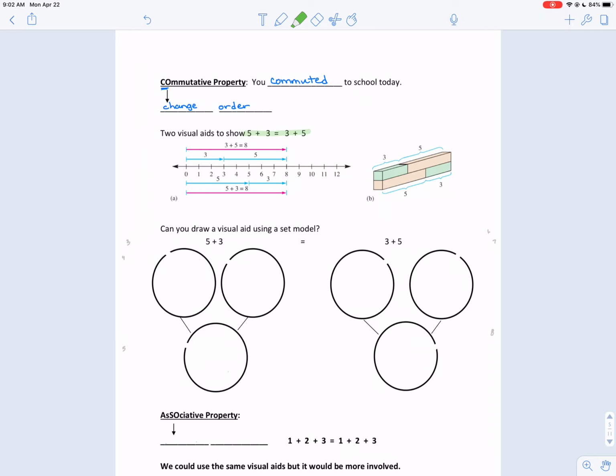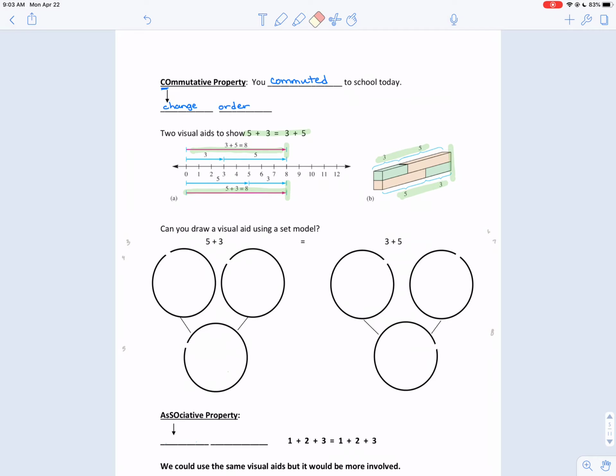That's a commutative property. Notice the bottom, 5 plus 3 ends at 8. Well, so does 3 plus 5. It ends at 8. So it shows that it's the same number. The same thing over here with your blocks. 5 plus 3 blocks or 3 plus 5 blocks. You're still going to get the same length. So that's the commutative property.